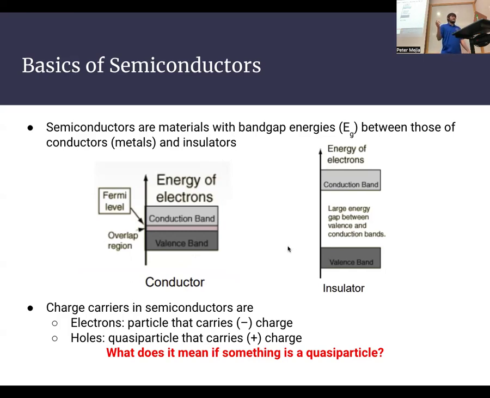Charge carriers in semiconductors can be either electrons, which carry negative charge, or holes, which carry positive charge. Holes are sometimes referred to as quasi-particles. Does anyone know what a quasi-particle means? It's not like a real particle. Kind of, yes. It doesn't exist in isolation. It exists in relation. Exactly. When there's nothing else there, there can't be a hole.